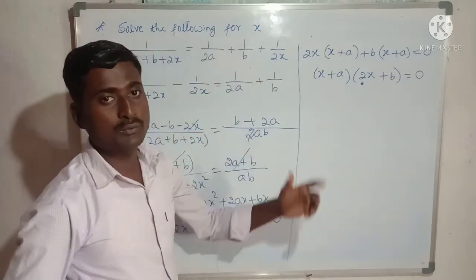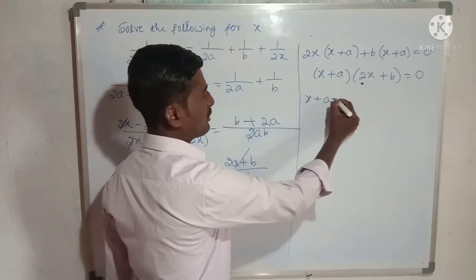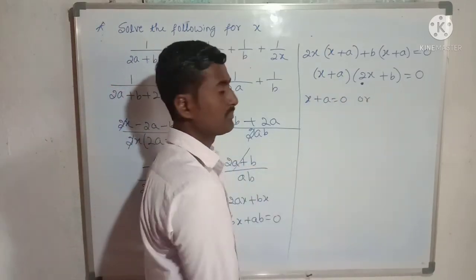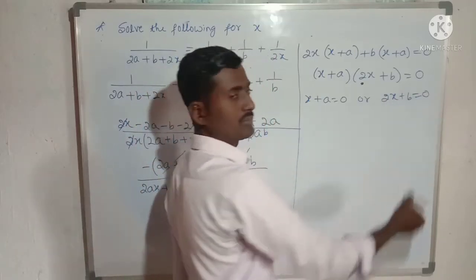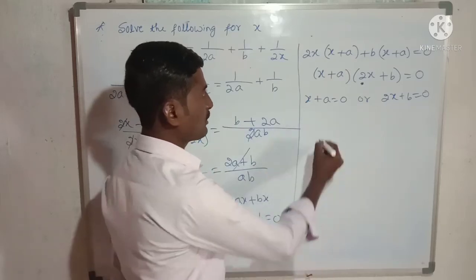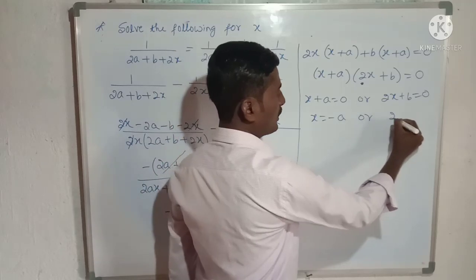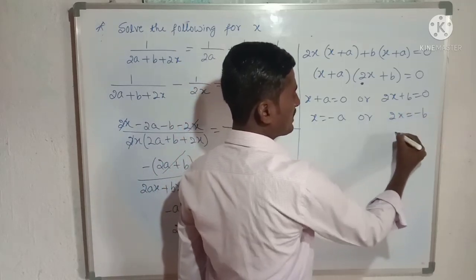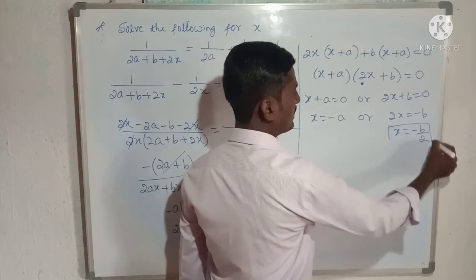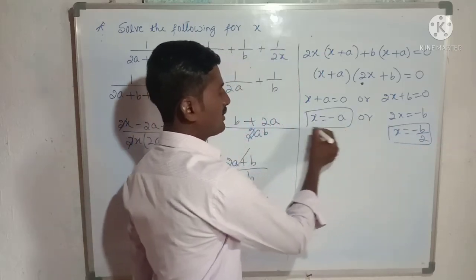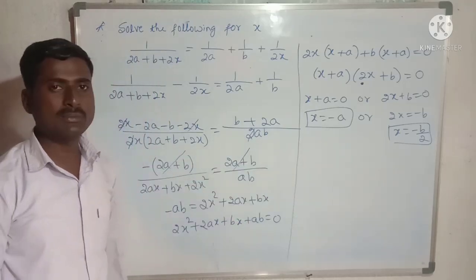Now we got product of two terms. So now first term I will take x plus a is equal to 0, or one more, 2x plus b is equal to 0. Now here I am getting x is equal to what? X is equal to minus a, or here 2x is equal to minus b. It means what? X is equal to minus b divided by 2. Okay. So these are the two values of x I am getting. Minus a and one more is minus b by 2.